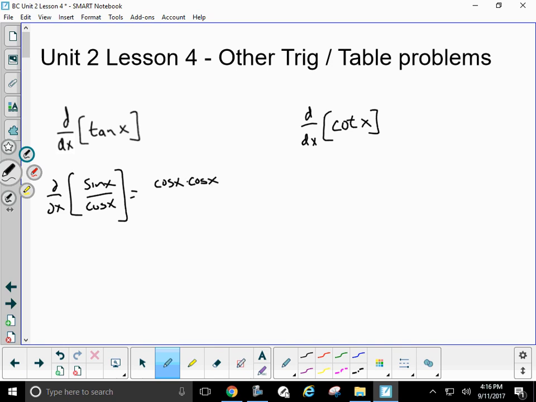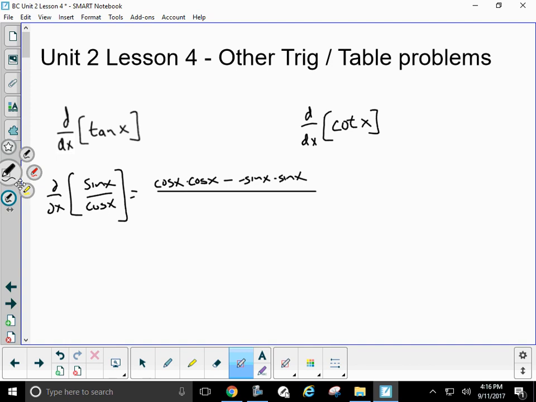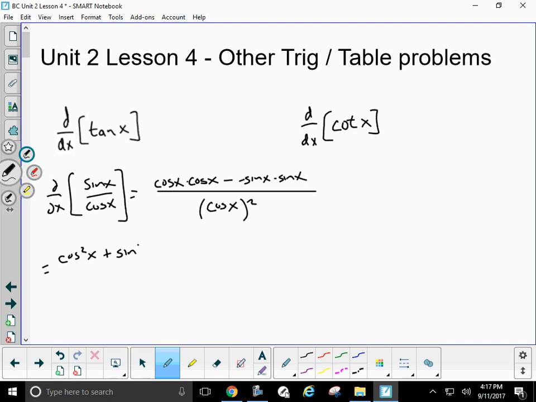Derivative of the top times the bottom minus the derivative of the bottom times the top, all over the bottom square. And I'm going to go ahead and rewrite this as cos squared x plus sine squared x. We got a minus a negative, all over cos squared x.